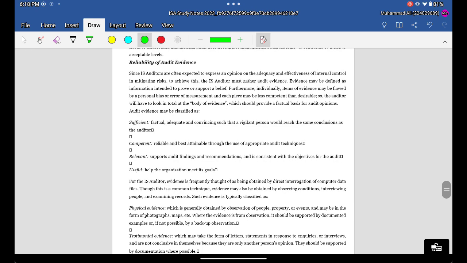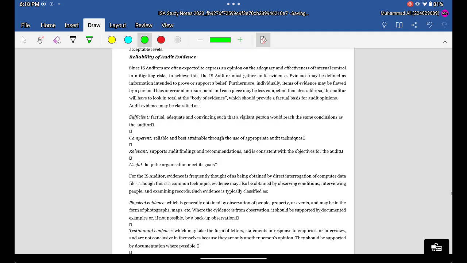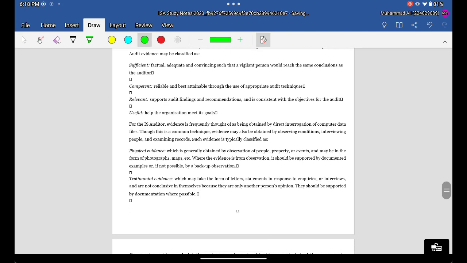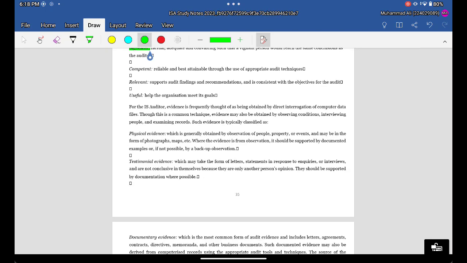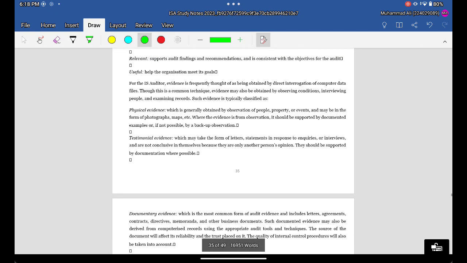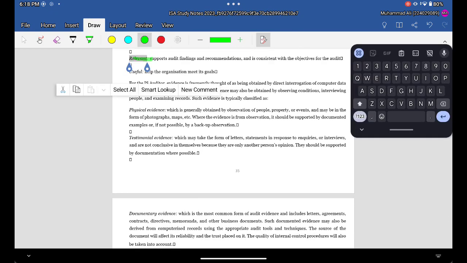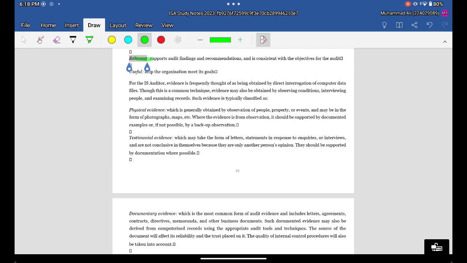Now, audit evidence. As I told you before, when you audit, you need evidence to reach your conclusions, right? So this evidence falls into different categories. Sufficient: if the audit evidence is sufficient, it means it's very good evidence, such that if you give it to someone else, they'll come to the same conclusion. Competent: it's reliable. You got it from a reliable source with appropriate techniques. Relevant: it supports the findings and the recommendations.